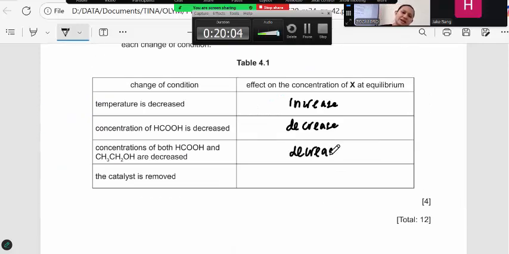And finally, if a catalyst is removed, there is no change. Remember, catalyst does not affect yield. Catalyst only affects which one? Rate. Catalyst only affects rate.